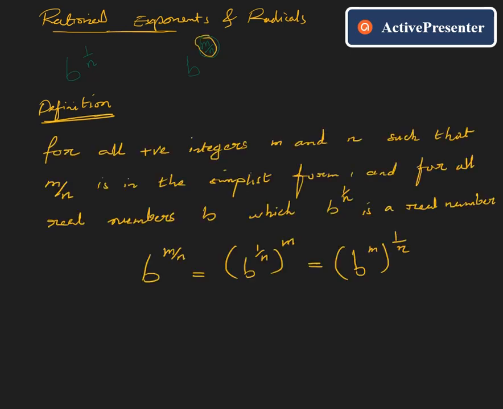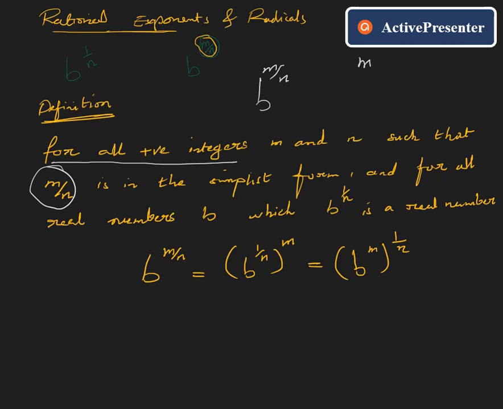In the previous slide, we studied the base to the power 1 over n. Now, we extend our understanding to study cases where b is to the power m over n. There is a definition. The definition says for all positive integers m and n, such that m over n, in the case of b to the power m over n, is in the simplest form.